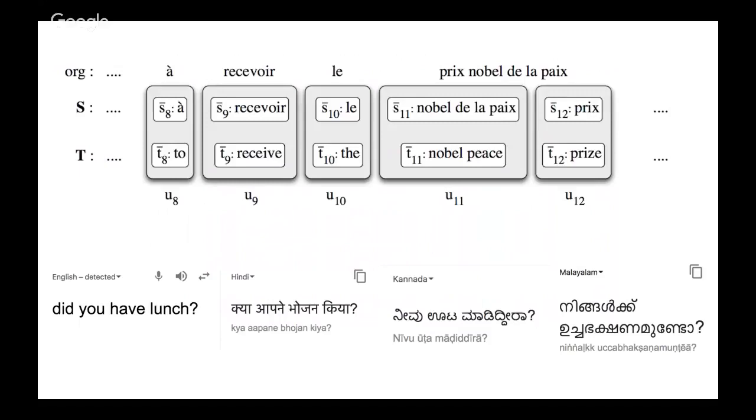reordering. So the problem with English versus most Indian languages is the subject, verb, object. English has subject, verb, object. Hindi has subject, object, verb. Okay.